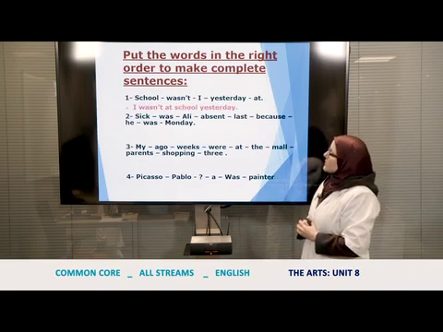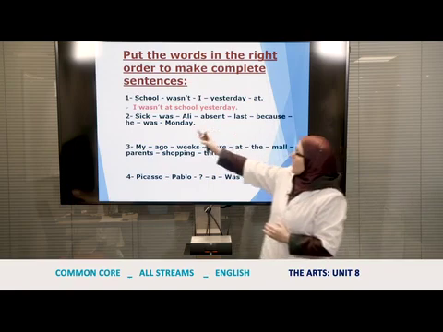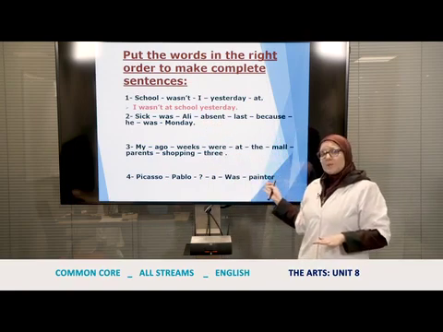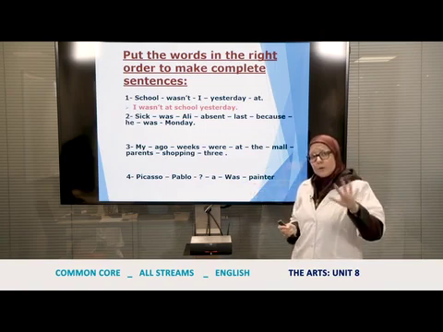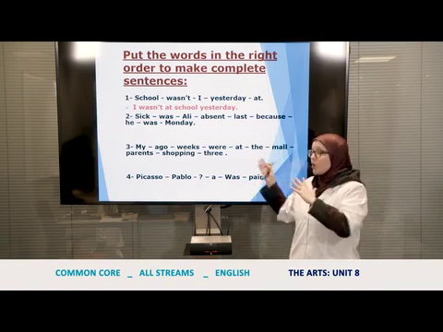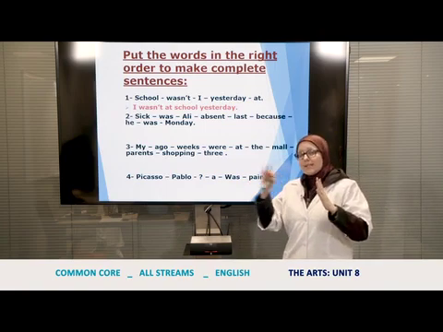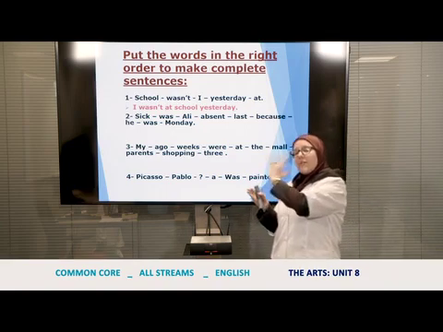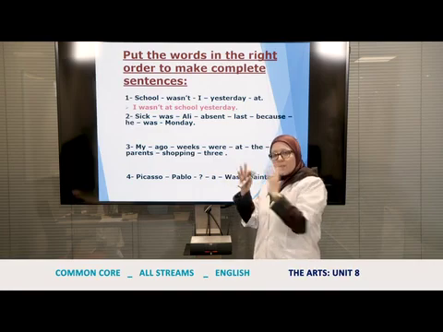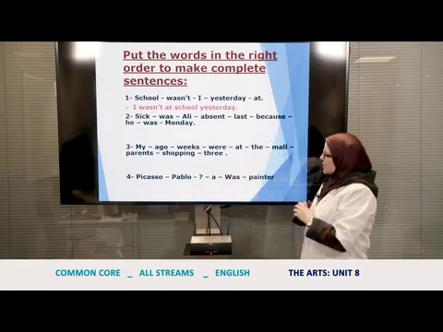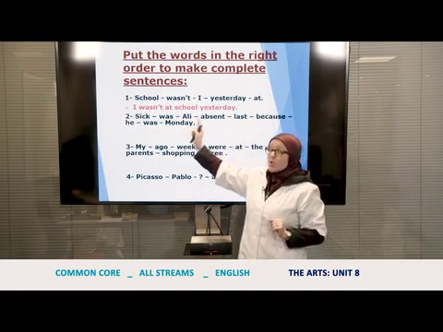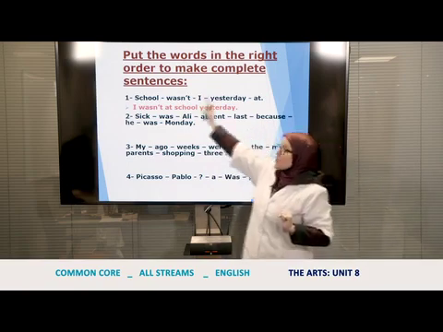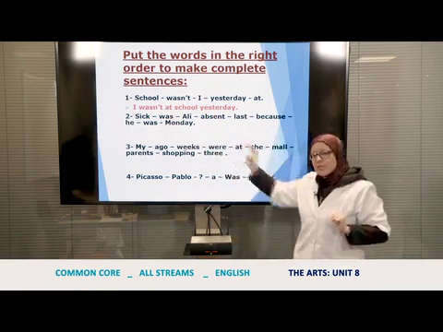So for the first sentence, I wasn't at school yesterday. By the way, this type of exercise is really very, very important for you. Why? Because you learn how to structure a sentence. We start with the subject, and then we have the verb, and then we have indications of time or whatever. It depends on the structure of the sentence. So the first one is, I wasn't at school yesterday. You can even say, yesterday I wasn't at school.